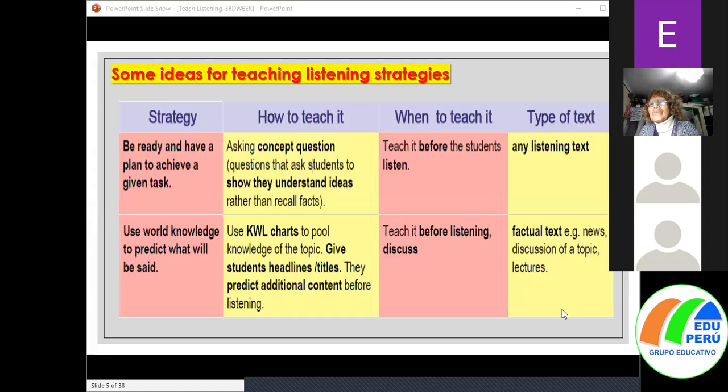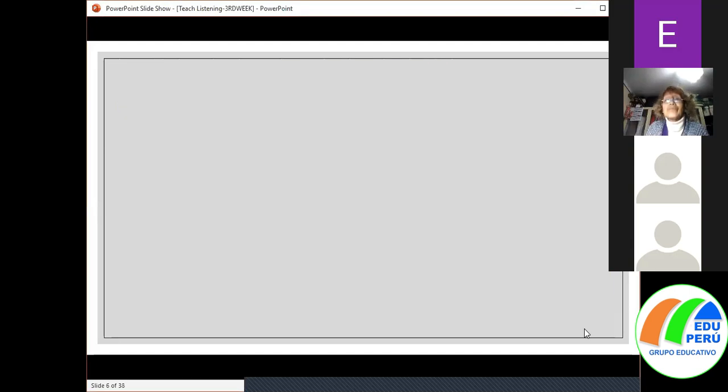Use word knowledge to predict what will be said, all right? And what are we going to use? Here some charts, no? One of the most famous is the KWL chart. What I know, so your previous knowledge, your background knowledge, what I want to know, your expectations about a topic, and what I learn is at the end, when you are going to acquire some information or some knowledge. Okay, so here we have these two strategies. Let's continue. We're going to analyze more strategies.